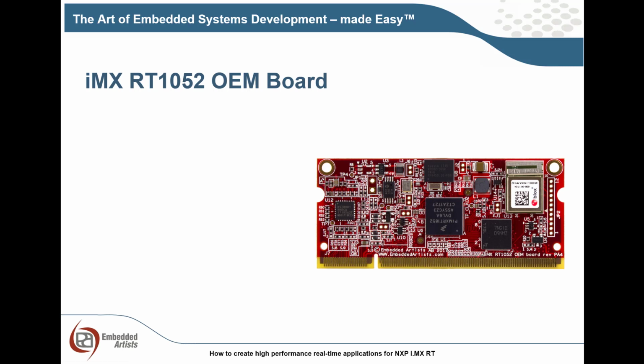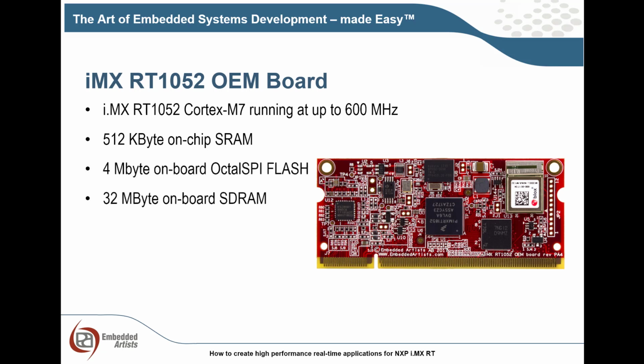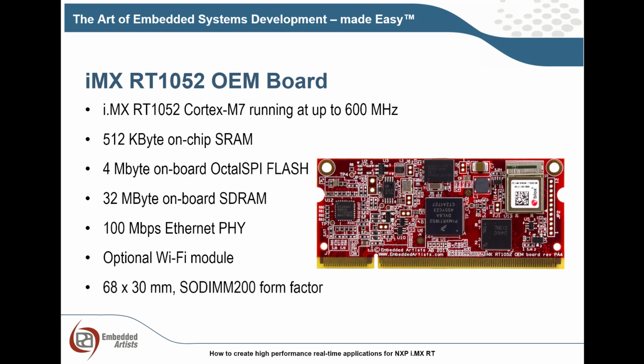Let's have a closer look at the iMX RT1052 OEM board that is used in this webinar. It's based on NXP's i.MX RT1052, a 600 MHz Cortex M7 with 0.5 MB of on-chip SRAM. That is a lot of performance, especially for being a microcontroller class product. Besides the i.MX RT1052 itself, our OEM board has 4 MB of octal SPI flash, 32 MB SD-RAM, 100 megabits per second Ethernet PHY and an optional Wi-Fi module. All this is packed in a small SODIMM 200 form factor.